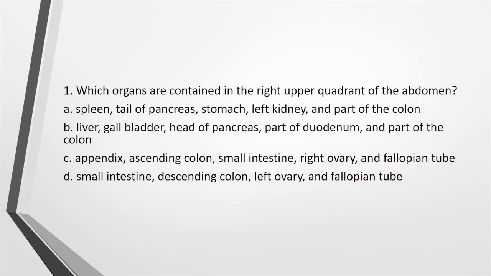1. Which organs are contained in the right upper quadrant of the abdomen? A. Spleen, tail of pancreas, stomach, left kidney, and part of the colon. B. Liver, gallbladder, head of pancreas, part of duodenum, and part of the colon. C. Appendix, ascending colon, small intestine, right ovary and fallopian tube. D. Small intestine, descending colon, left ovary and fallopian tube.